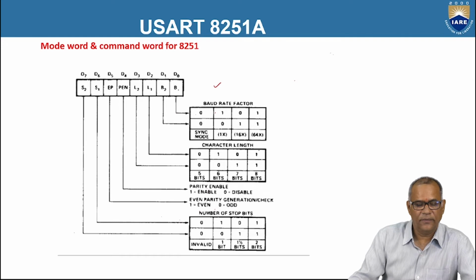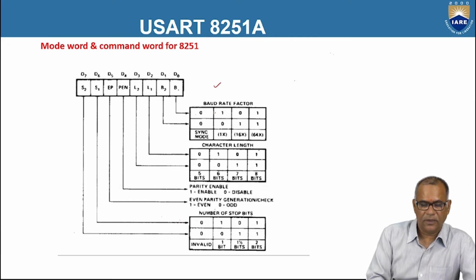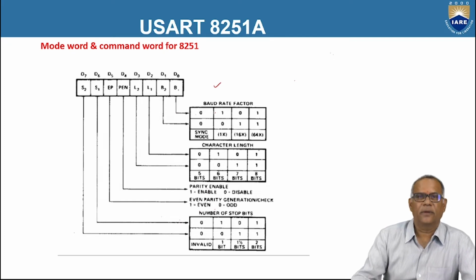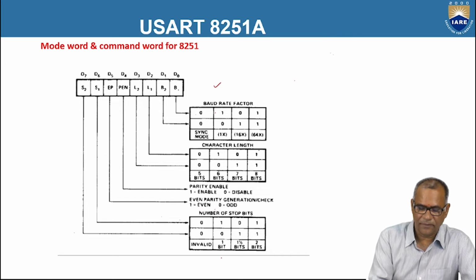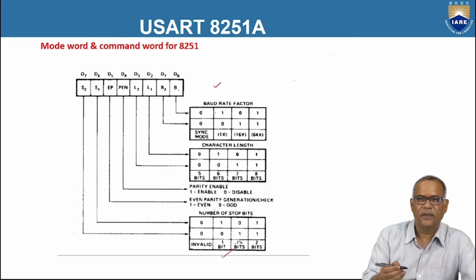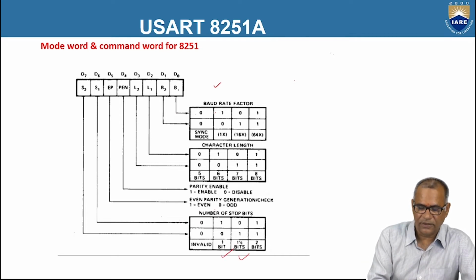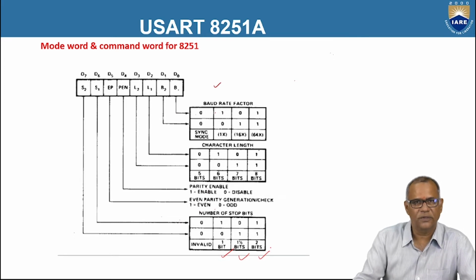So this is the format of the mode word for 8251A. Here we have S1 and S2. Depending upon the combination of these, the number of stop bits is programmed. If it is 00, that is not used. If it is 10, 1 bit. If it is 01, then 1.5 stop bits. If it is 11, 2 stop bits are used for transmission.